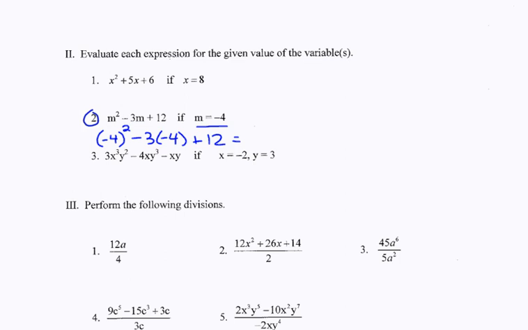Is -4 squared with brackets the same as -4 squared without? No. With brackets, it squares the -4, so -4 times -4 is 16. Without brackets, you're just squaring the 4, so this would be -16. They're not the same thing. That's why whenever you substitute a number, especially a negative, it has to be in brackets.